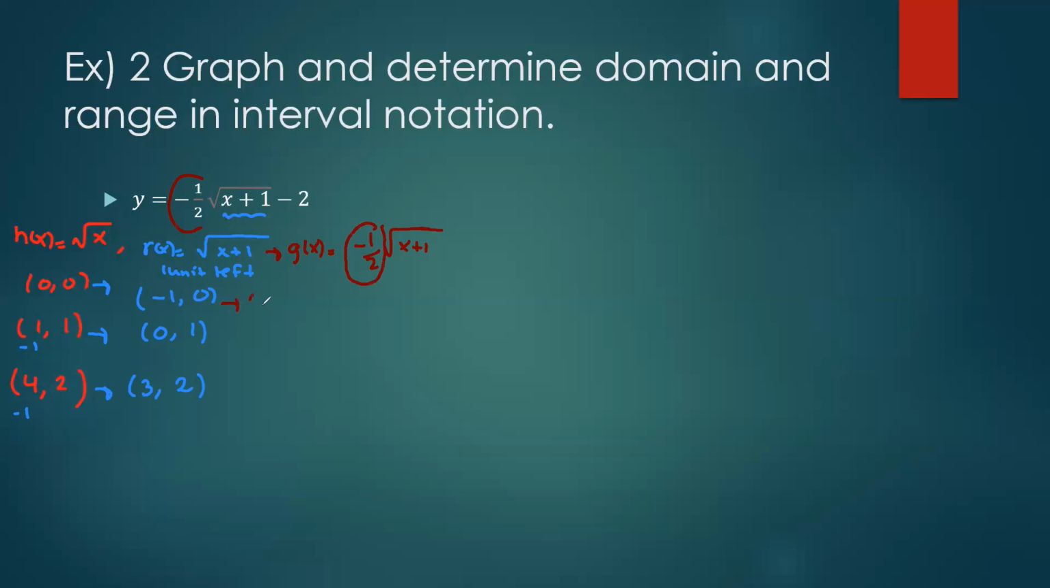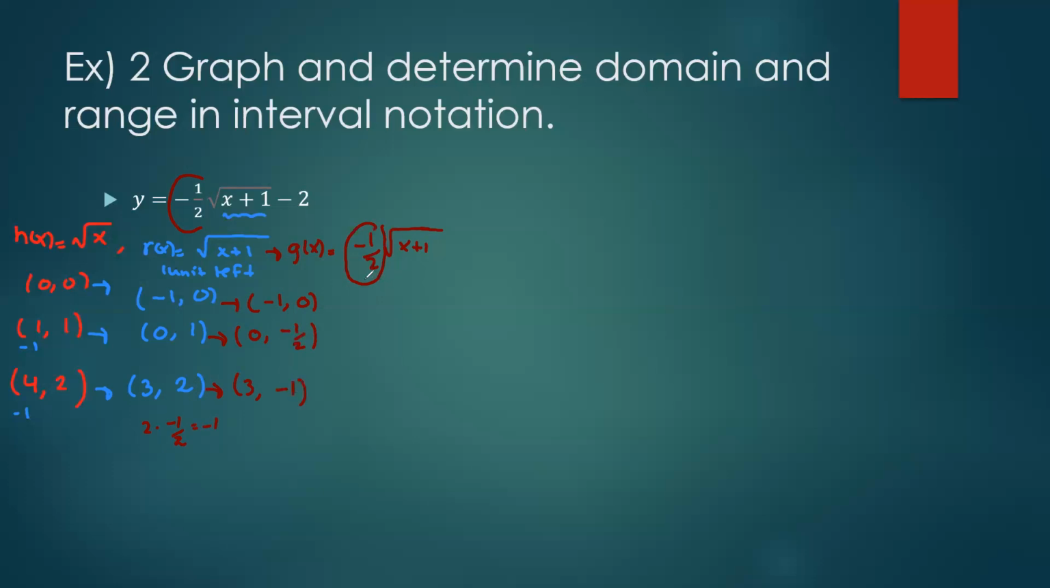So negative 1, comma 0 would be negative 1, comma 0, because all you have to do is multiply the y coordinate by negative 1/2. So what's 0 times negative 1/2? 0. Okay, what about 0, comma 1? That would be 0, comma what? So you multiply 1 by negative 1/2, so that is negative 1/2. And then 3, comma 2 would be 3, comma, so what's 2 times negative 1/2? Negative 1, right? 2 times negative 1/2 is negative 1.